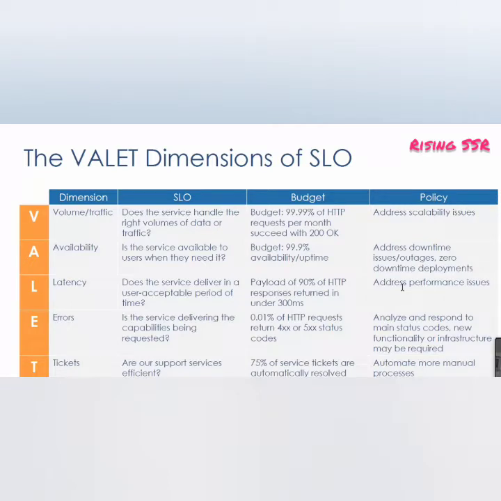Let me clarify. I get your confusion. So just see it very closely. We are talking about the SLO, we are talking about the error budget, and the third column talks about the policy, right? So here for availability, you are defining an SLO, then you are defining an error budget, and then you are defining what is the policy that needs to be followed if the error budget is violated.